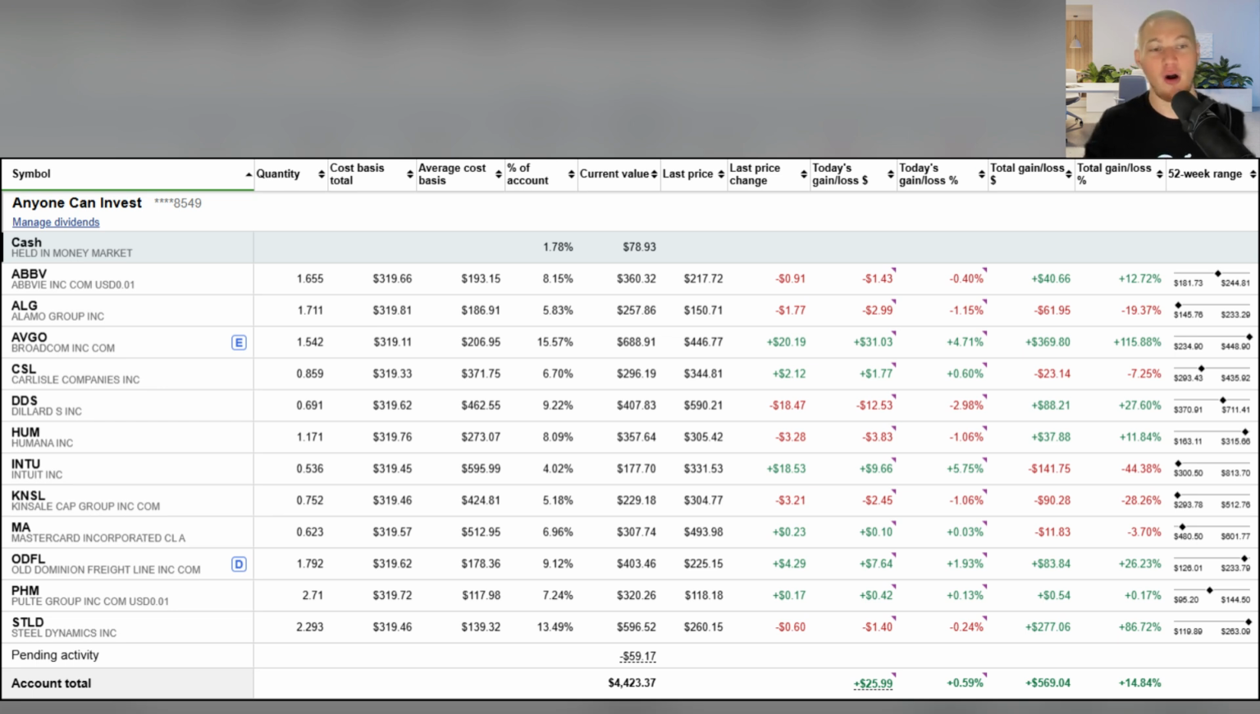So far right of the bottom, we're up $569.04, or 14.84%. So we're almost up 15% in this portfolio all time. That's with dollar cost averaging $60 every other week, $5 into every stock, no picking and choosing, just keep doing the same thing over and over and over again.